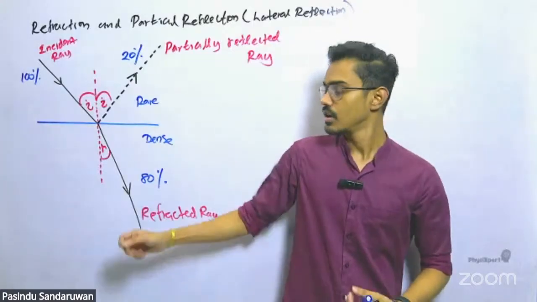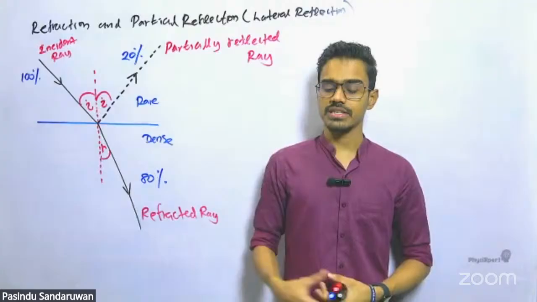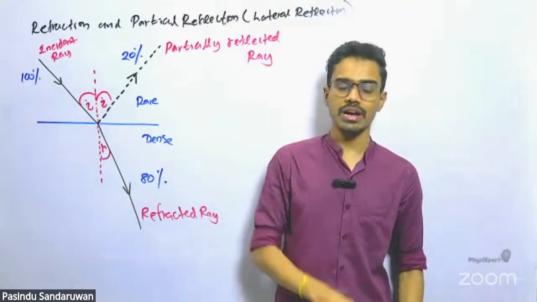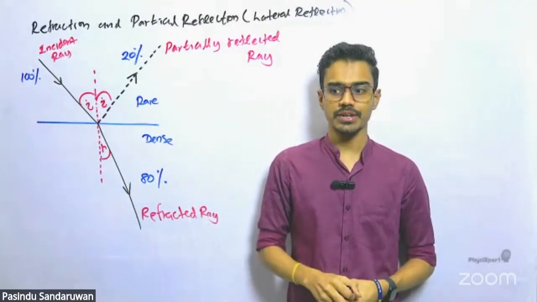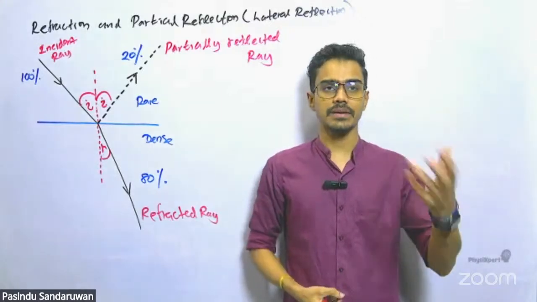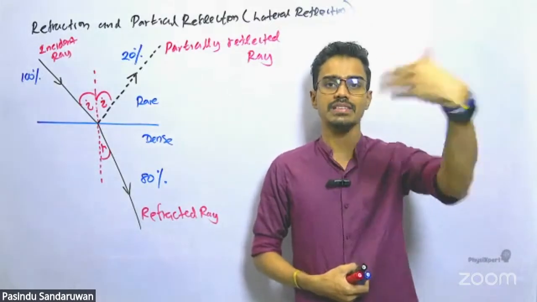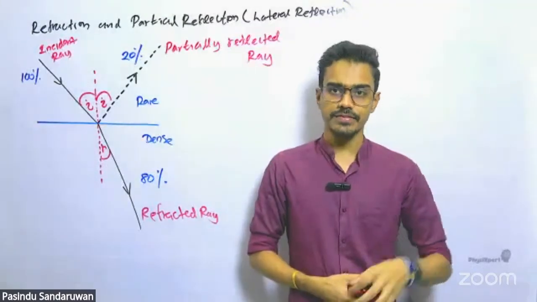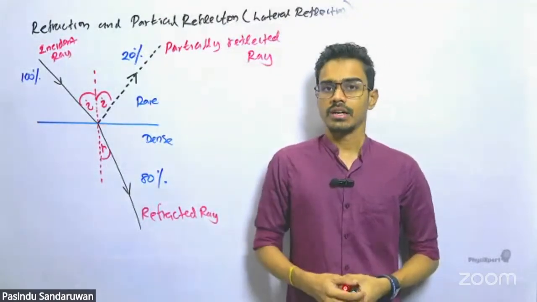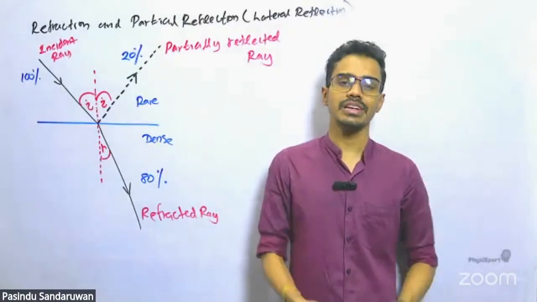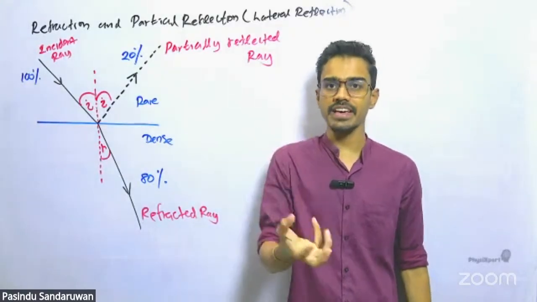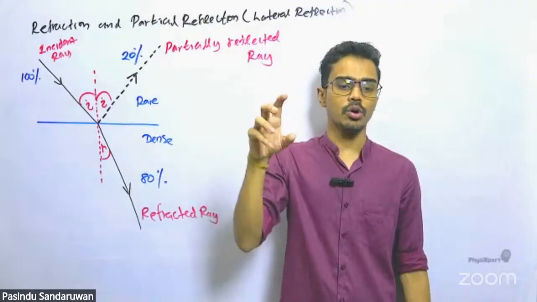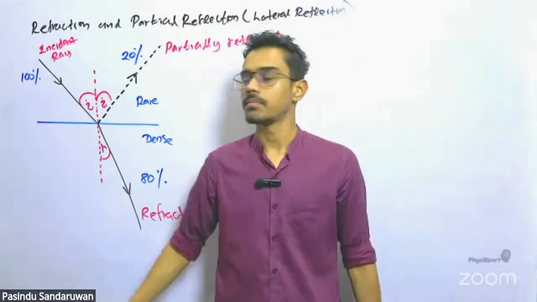One example for this: think of a scenario where you are observing something through a glass. When you observe something through a glass, you can see what is at the other side of the glass. That is because of refraction. But if you look carefully, you can see your own image on the glass as well. That is because of partial reflection.